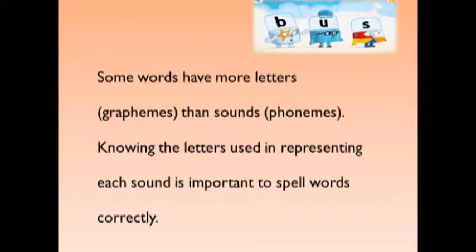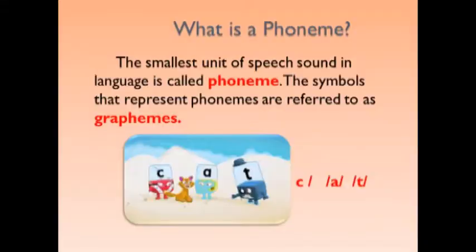Let us continue. Now, some words have more letters, graphemes, than sounds, phonemes. Knowing the letters used in representing each sound is important to spell words correctly. Let me remind you what a phoneme is. What is a phoneme? The smallest unit of speech sound in language is called a phoneme. The symbols that represent phonemes are referred to as graphemes.